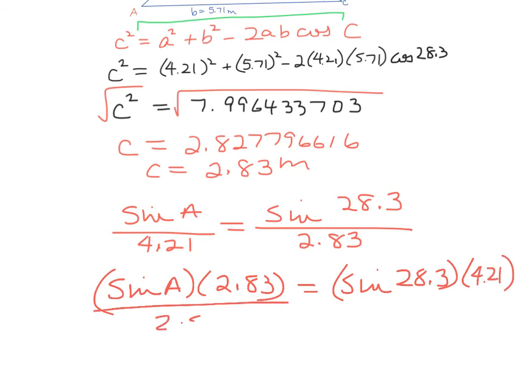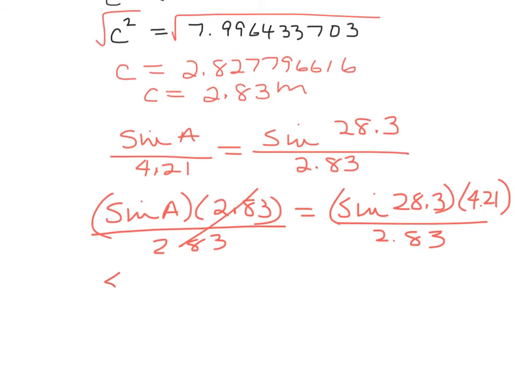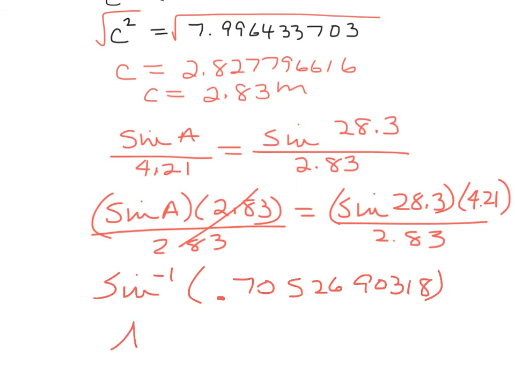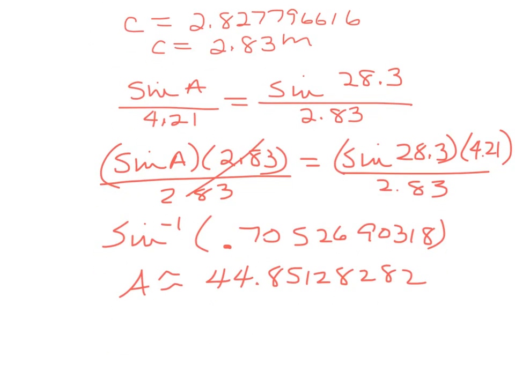Divide by 2.83, and you should get the sine of A, or what we're going to put in for the inverse, is going to be 0.7052690318, and angle A is approximately 44.8512882. We'll round that to the tenths place, so 44.9.